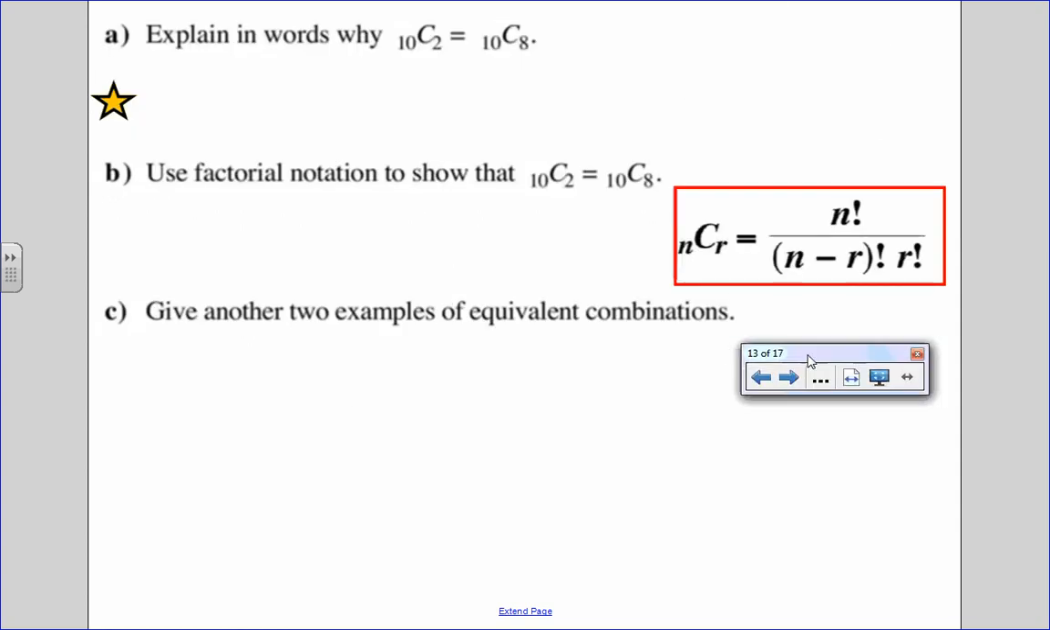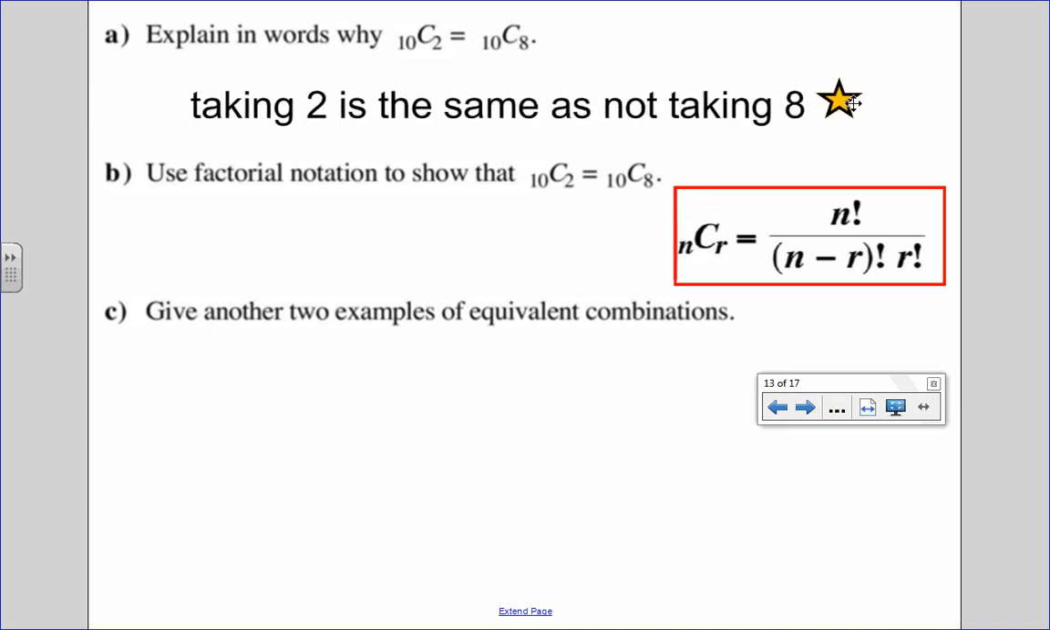So the reason that 10C2 is the same as 10C8 is that taking 2 is the same as not taking 8. So for example, Bernie taking 8 is the same as him not taking 2. And Fran taking 2 is the same as her not taking 8. That's why they were equivalent.